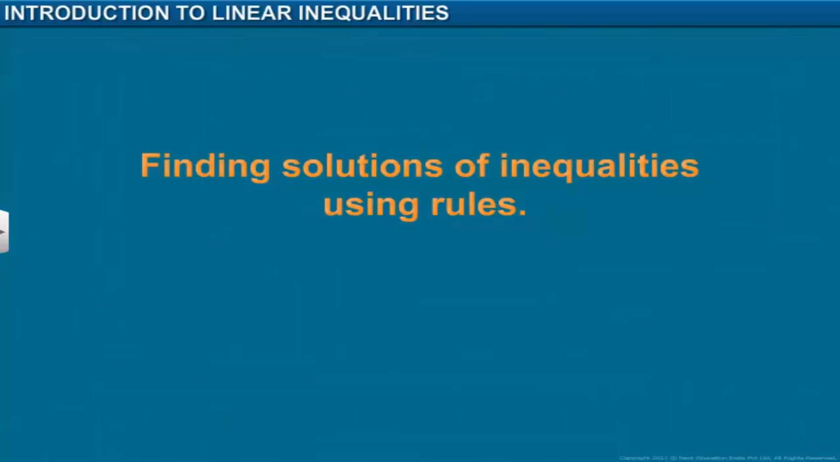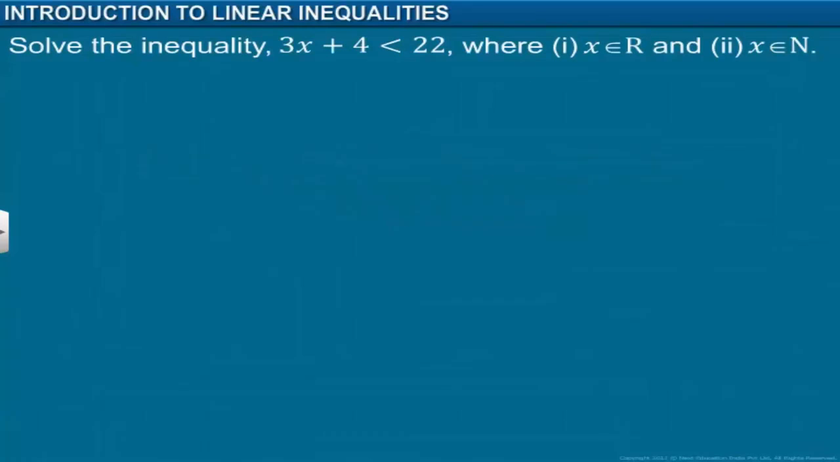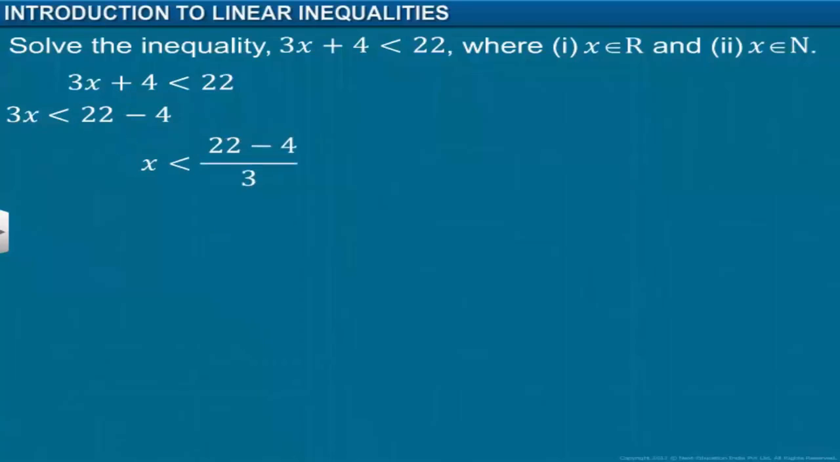Let's see how these rules can be helpful in finding solutions of inequalities. We will solve the inequality shown here. We will find the solution set. While we solve an inequality, the general technique is that we make the coefficient of x 1. For this, we take all the constants to the other side of the inequality sign. We will use the rules we discussed earlier to get the desired result.